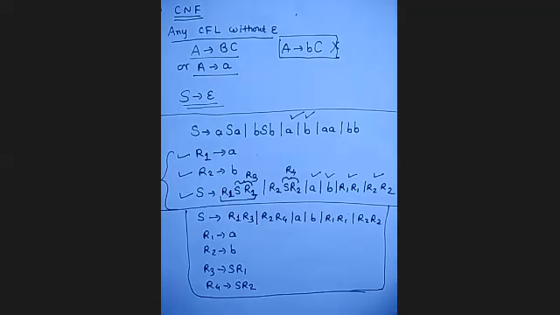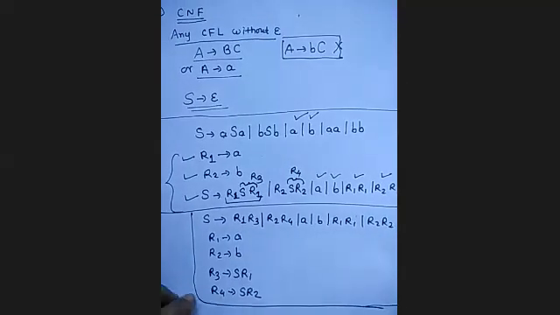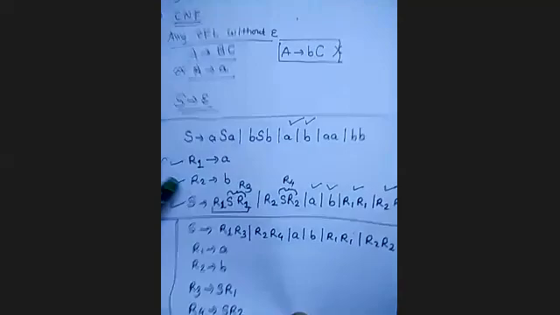You have to remember always these 3 rules. What? There should not be epsilon, and only these 2 types of productions are allowed in the CNF. Okay. So next example, let us consider. Let us solve it using CNF.